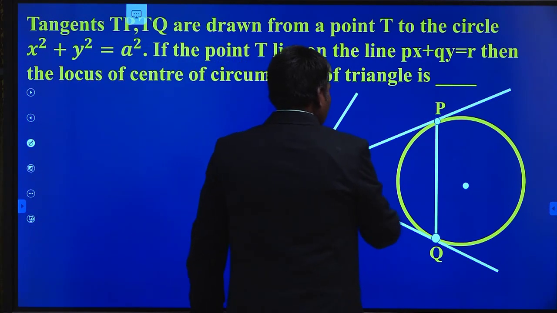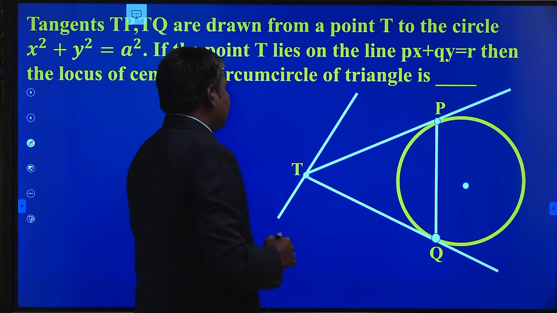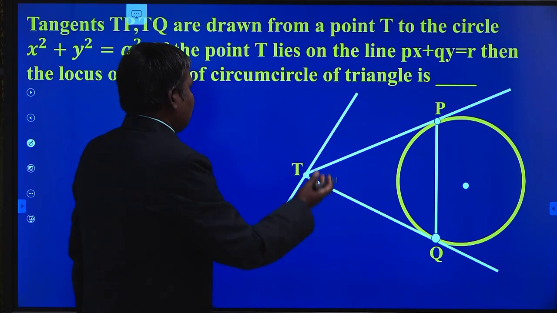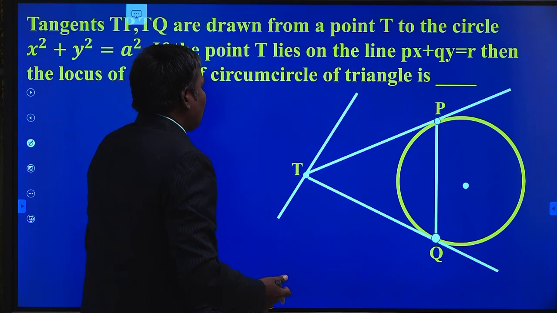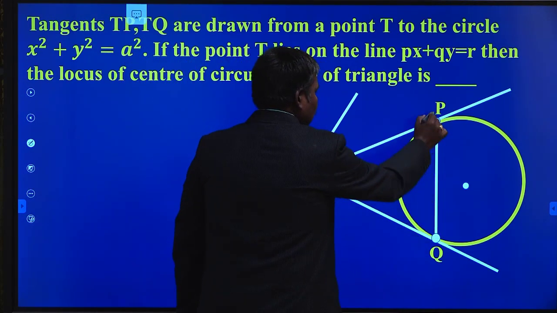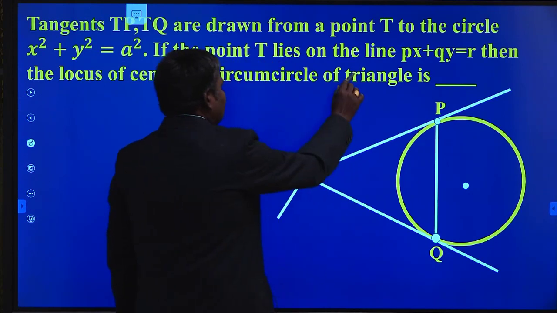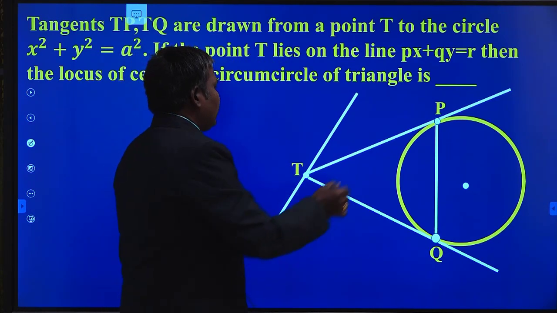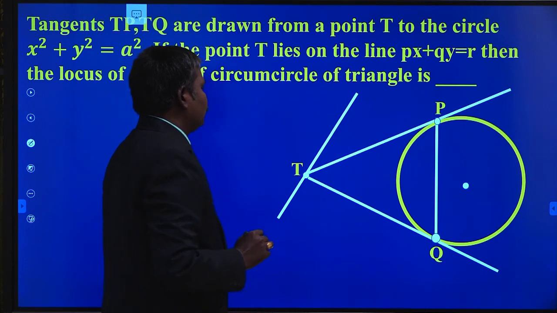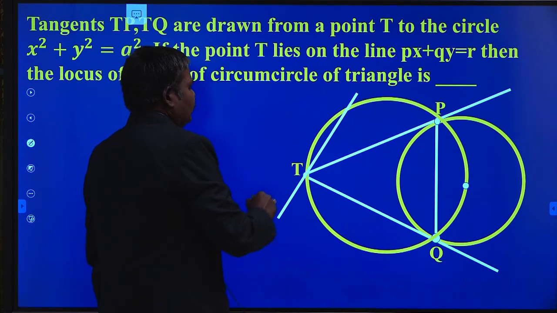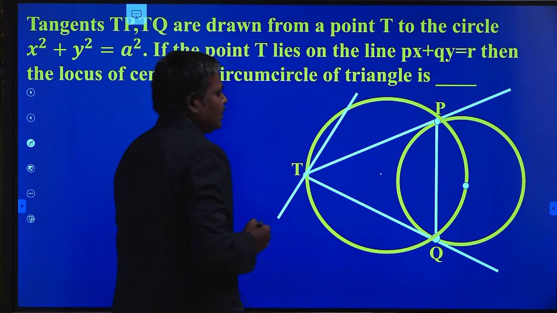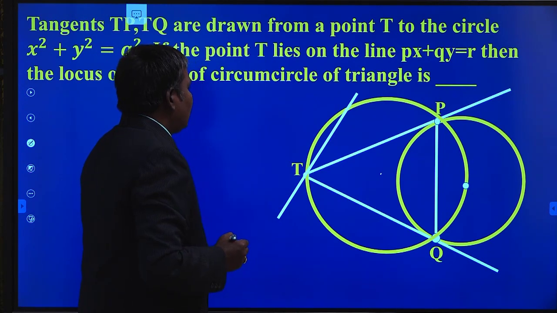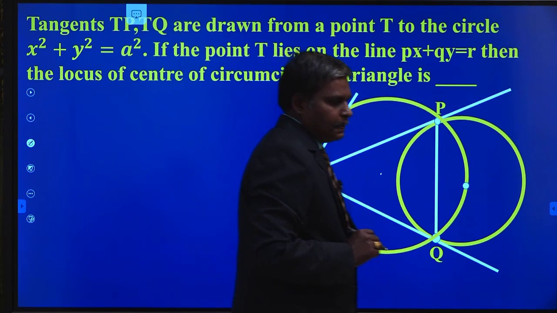So, this is the chord of contact of T with respect to the circle. Actually, this is your polar. Since the point is outside of the circle, that becomes the chord of contact. Now, this is the triangle TPQ. This is varying by varying T on this line. So, we have a circumcircle of TPQ. This is the circumcircle of the triangle TPQ. We have to find the locus of the circumcenter of this triangle. Understand? How to crack this one?